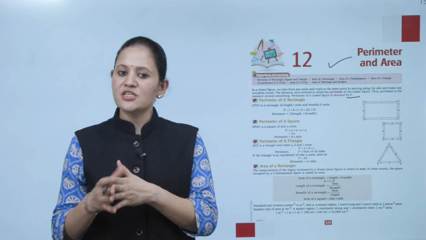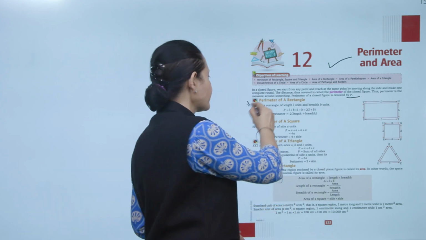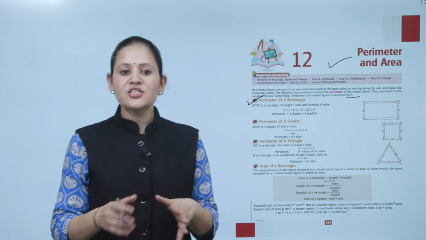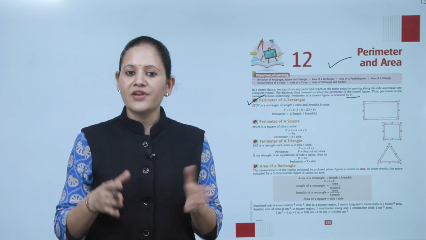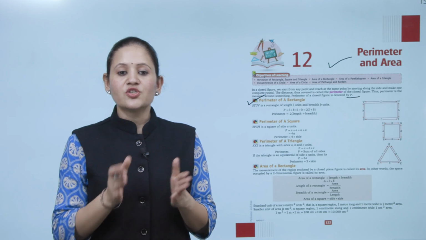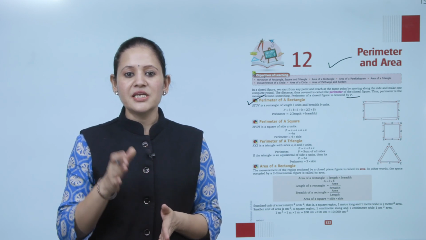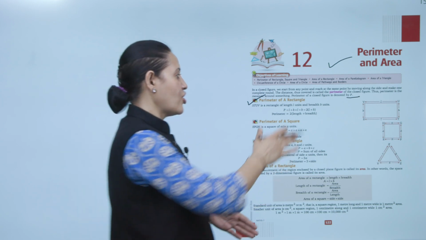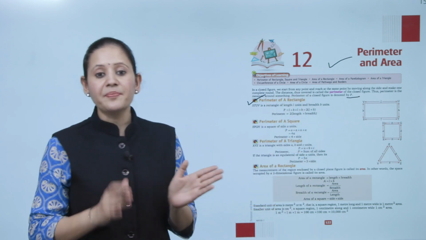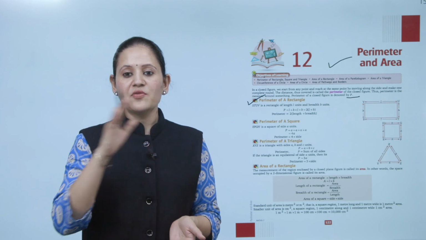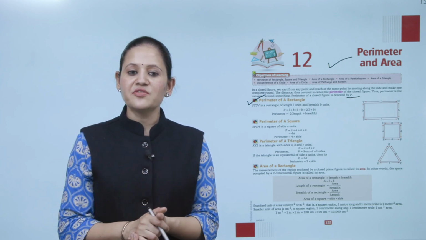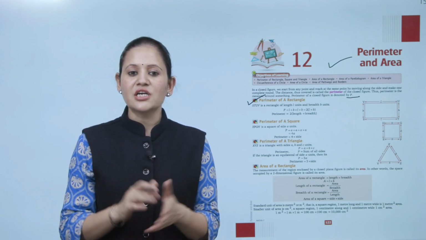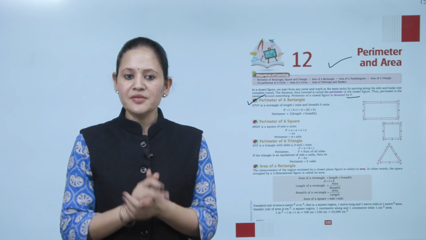So first is perimeter of rectangle. Here STUV is a rectangle of length L unit and breadth B unit. So perimeter हो जाएगा L plus B plus L plus B, because in a rectangle opposite sides are equal and the perimeter is equal to the sum of all sides. So that is equal to 2(L plus B). So perimeter हो जाएगा 2 multiplied by (length plus breadth).